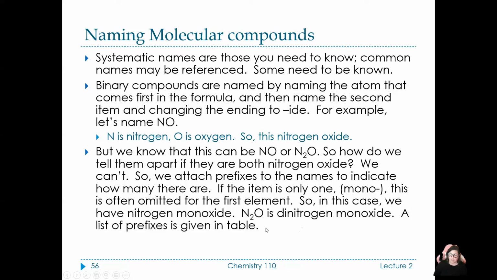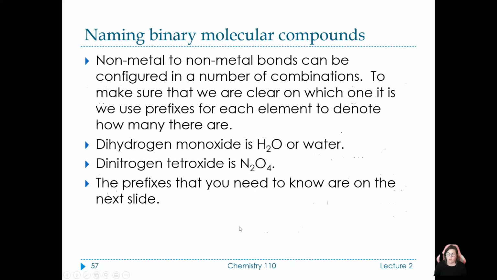And those prefixes are given in a table. You need to know what they are. Non-metal to non-metal bonds can be configured in a number of combinations. To make sure that we are clear on which one it is, we usually use prefixes for each element to know how many there are. Dihydrogen monoxide is H2O, or water. Dinitrogen tetroxide is N2O4. Prefixes that you need to know are on the next slide.